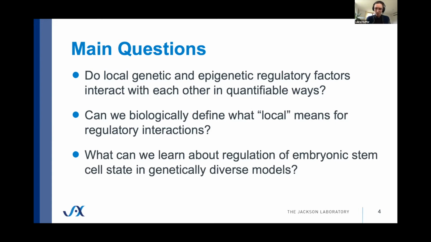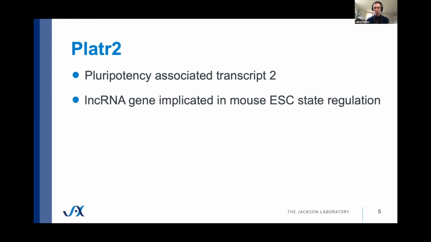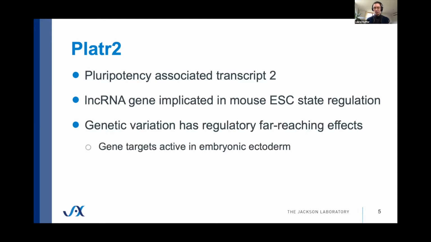And we've got some results that I find quite exciting, a small portion of which I'll demonstrate in the regulation of a gene called Platr2. Platr2 has recently been implicated in the regulation of mouse embryonic stem cell state, and it produces a long non-coding RNA that's transcribed in embryonic stem cells. Genetic variation in and around this gene has been observed to have distal regulatory effects on a number of embryonic ectoderm-associated genes in stem cell culture via eQTL and mediation analyses.